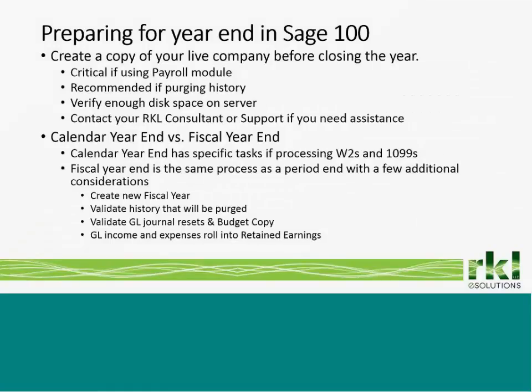Calendar year versus fiscal year. The calendar year end has specific tasks related to producing your W-2s and your 1099s. The fiscal year end is pretty much the same process as a period end with a few additional considerations. So when you do a fiscal year end, you're going to do all the same things that you would do at a period end, but there's a couple extra things like creating the new fiscal year, validating what history is going to be purged, validating those settings such as those GL journal resets and that budget copy feature.